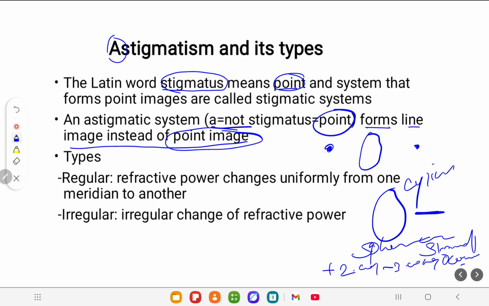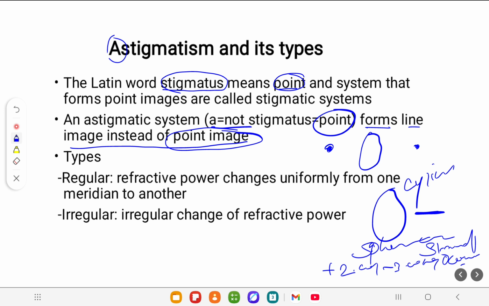So it's quite easy to understand what astigmatism is. It means basically two meridians are not of the same power, they are of different power, then it is astigmatism. So astigmatism forms a line image. When it is a pure cylinder, it forms a pure line image. When it is a spherocylinder, it forms a conoid. So the best point is the circle of least confusion, we know it.